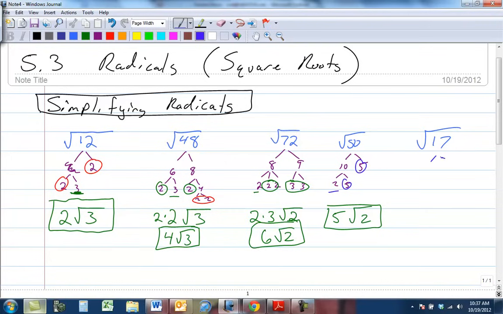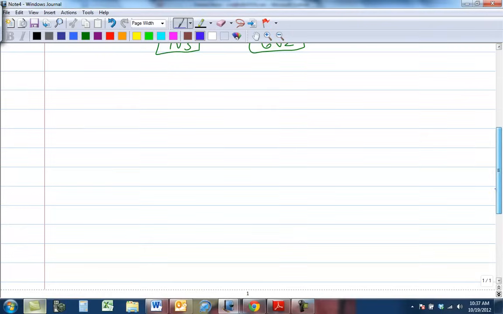17. Nothing multiplies to 17 except for 17 and 1. So 17 is a prime number. Since nothing comes out, our final answer is the square root of 17. It doesn't simplify further. All right, so that's simplifying radicals. That should be a review from geometry and algebra 1.